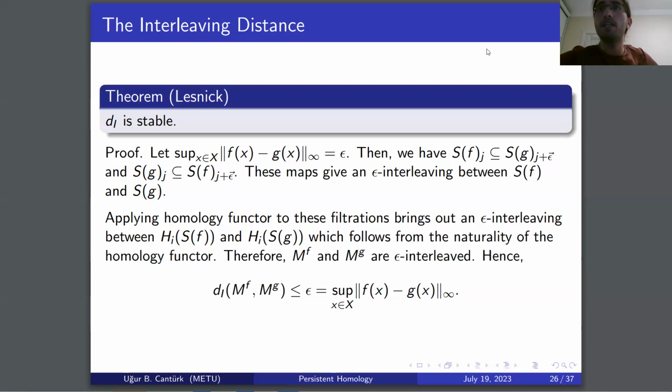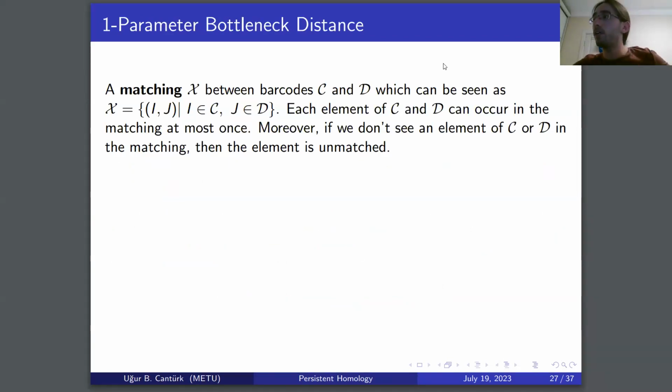Now, let us move on to a new distance. Before going into detail, the problem of interleaving distance is that it is hard to compute. Actually, it is NP-hard. I'm not very familiar with the terminology in this case, but it is very hard to compute. So we are looking for other distances, and I will define, for one parameter, the bottleneck distance.